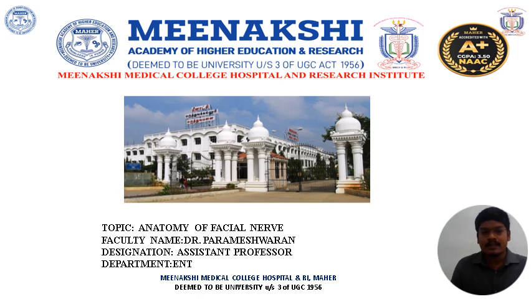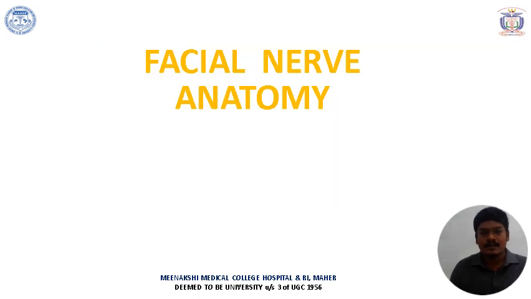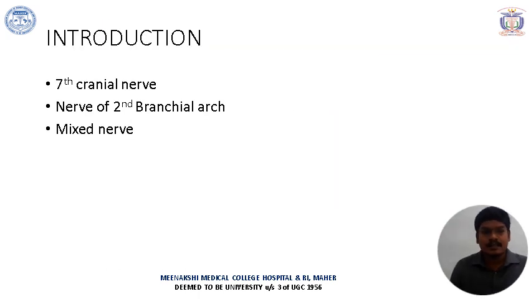The topic for today is anatomy of facial nerve. Coming to the introduction, this is the seventh cranial nerve and the nerve of the second branchial arch. It is a mixed nerve which has both sensory and motor components. The sensory component is the nerve of Wrisberg, and the motor component arises from the facial nerve nucleus.